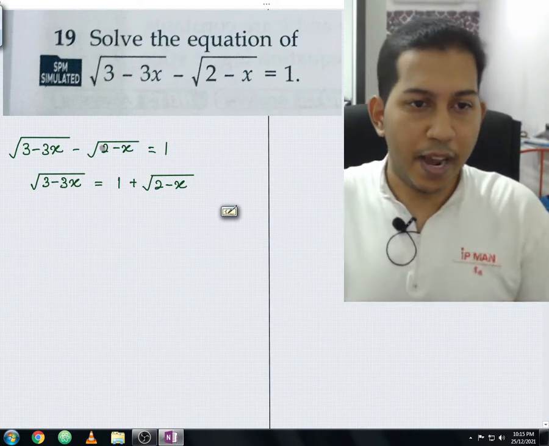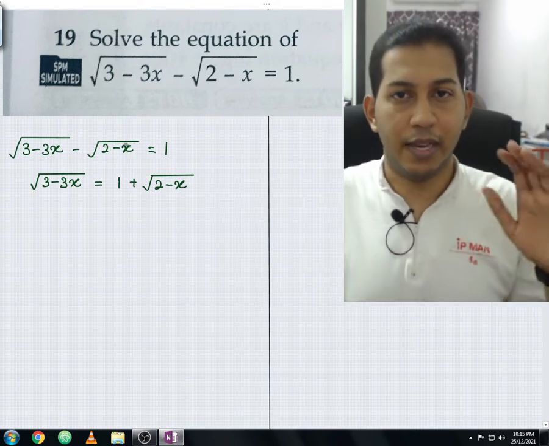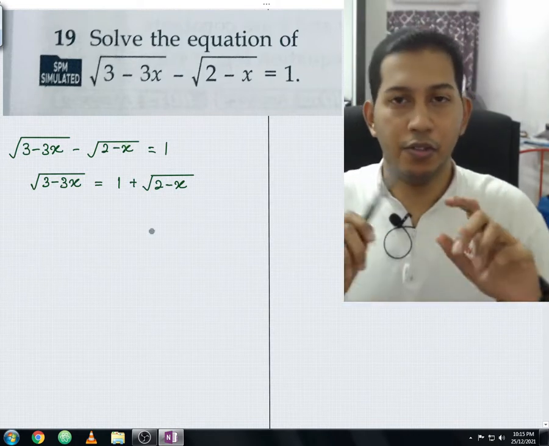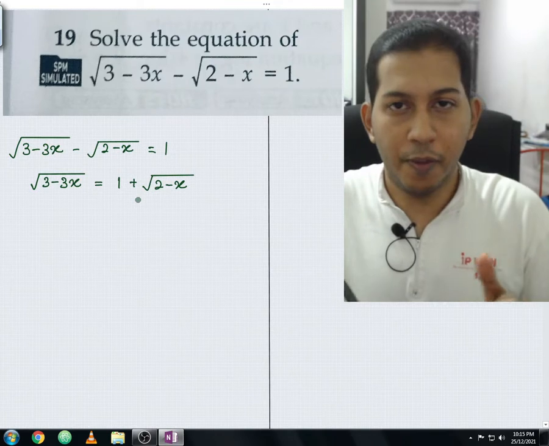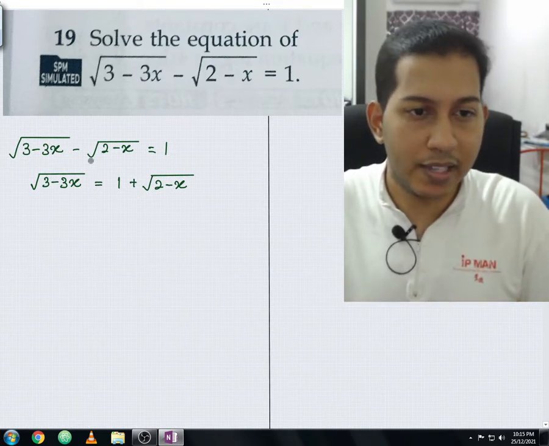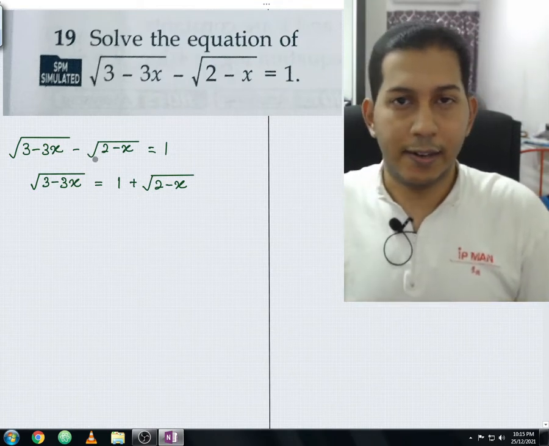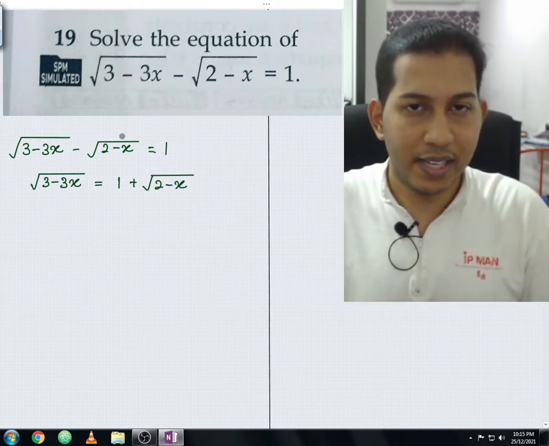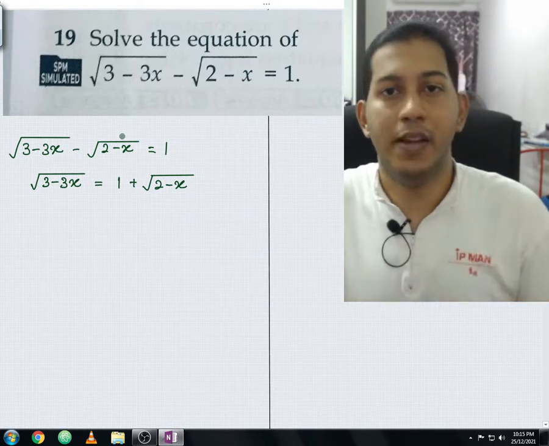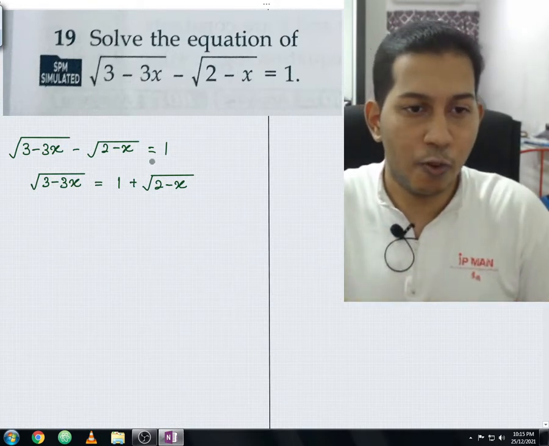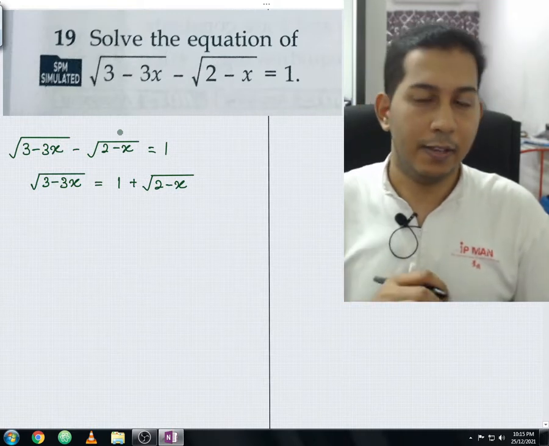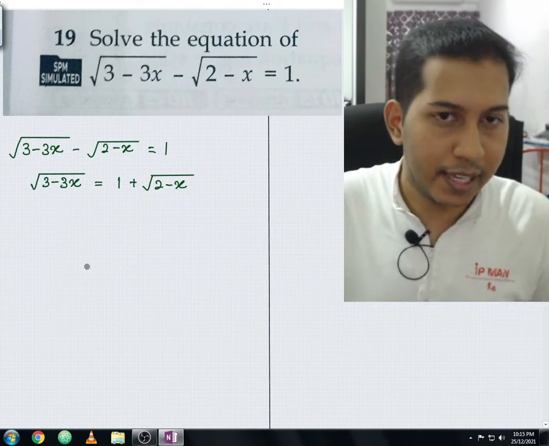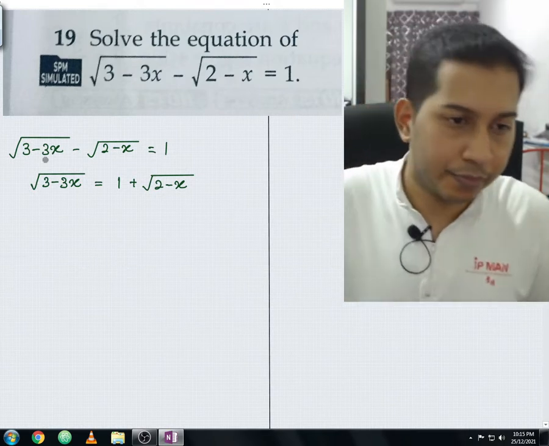So there is a reason why I move this negative √(2 − x) from the left hand side to the right hand side. The reason is, for the upcoming step, we are going to square both sides. To perform the square both sides, it is advisable to move at least one surd to the right hand side, so it will be easier for us to solve the equation. If you don't move this, you still can solve, but it will be very complex for you. So it is advisable to move at least one surd to the other side. I hope you understand the reason behind this. So from here, the next step is we're going to square both sides.